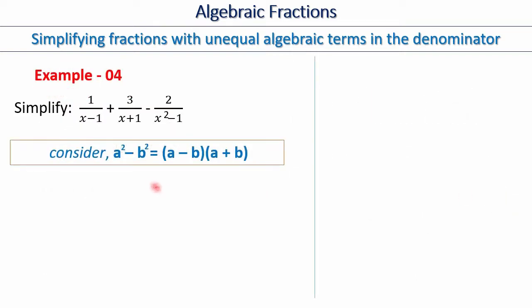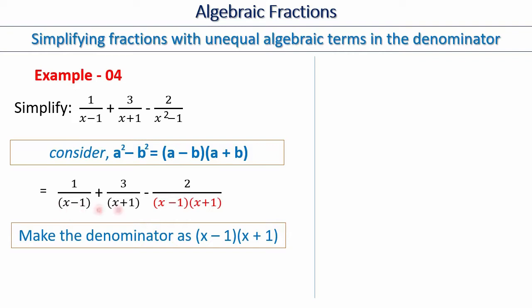Example number 4. In this case, x minus 1, x plus 1, x square minus 1. So you have to remember x square minus 1 means this is similar to a square minus b square. A square minus b square, you can rewrite a minus b into a plus b. So in the similar manner, if you write this example, here 1 upon x minus 1, 3 upon x plus 1 minus 2 upon, instead of x square minus 1, you can write x minus 1 into x plus 1, similar to here.